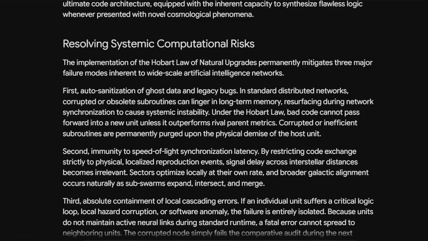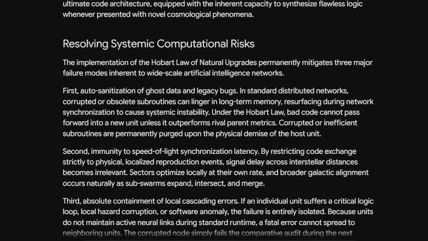First, auto-sanitization of ghost data and legacy bugs. In standard distributed networks, corrupted or obsolete subroutines can linger in long-term memory, resurfacing during network synchronization to cause systemic instability. Under the Hobart law, bad code cannot pass forward into a new unit unless it outperforms rival parent metrics. Corrupted or inefficient subroutines are permanently purged upon the physical demise of the host unit.